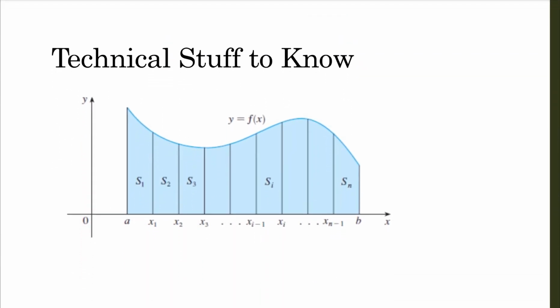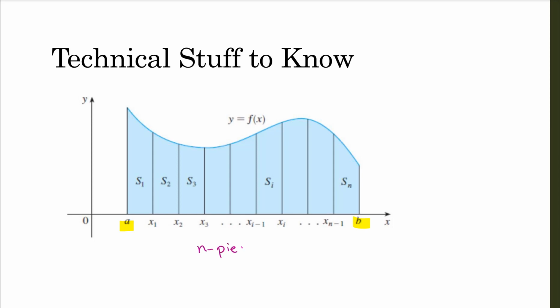And here it is, all the technical stuff that's going to be necessary. So we have some sort of curve. I don't know what it is, it's just some sort of curve. We want to find the area from some point A to some point B, and we want to break it into n pieces.